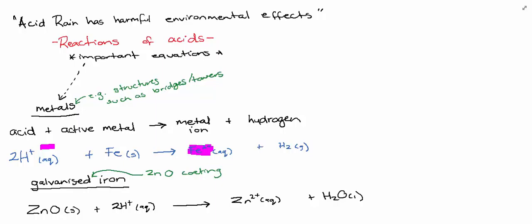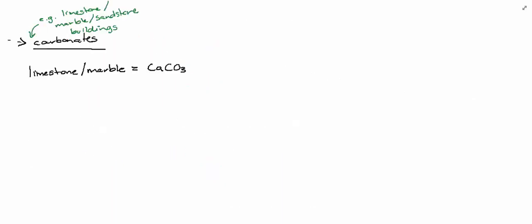Other structures that can be affected by acids and therefore acid rain are structures which contain carbonates. So this is generally our stone structures, which are often made out of substances such as limestone, marble, or sandstone. So this could be buildings or statues or monuments, etc. So limestone and marble are both composed of calcium carbonate. So what we actually have here is a reaction between an acid and a carbonate, which you should recall is always going to give us a salt, water, and carbon dioxide.